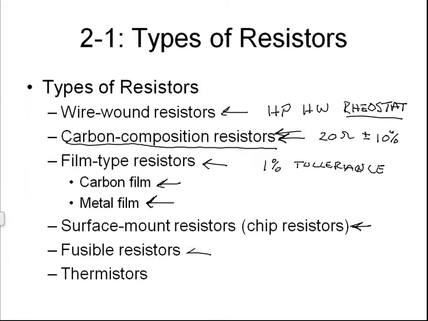Fusible resistors: resistors that are fixed value, but they are made to open up if their power limit is exceeded. So they work as both a resistor and a fuse. And then thermistors. A thermistor is a resistor that changes its value as it either heats up or cools down. Some of them have a negative coefficient, that is to say, as the temperature goes up, the resistance gets lower. Others have a positive coefficient, meaning as it gets hotter, it has more resistance. Pretty straightforward.